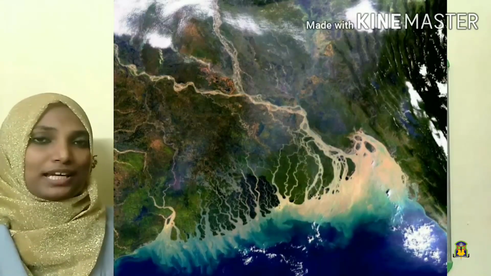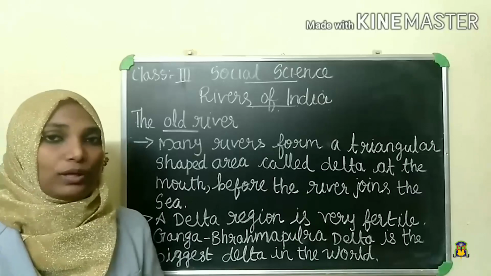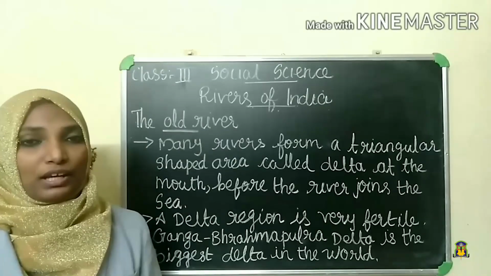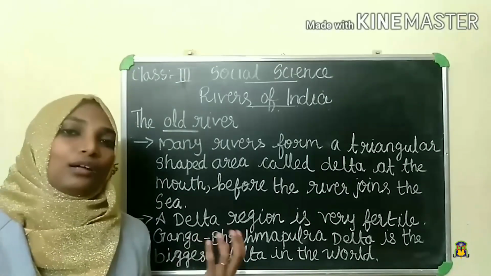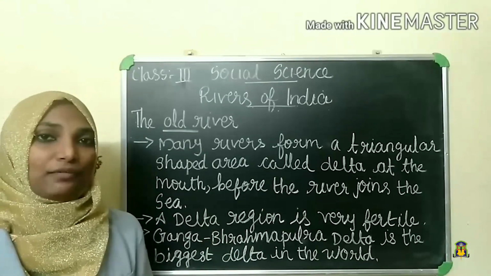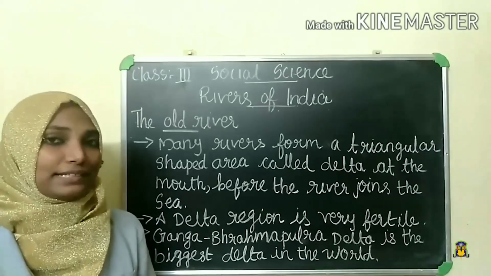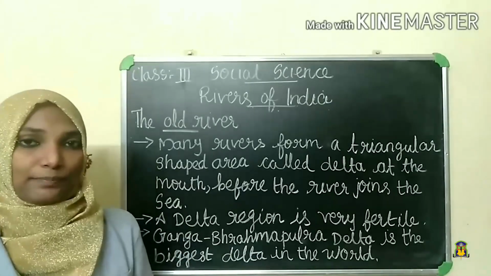Okay, children, our next topic is types of rivers. The first one is snow-fed and the second one is rain-fed. So, these topics we can discuss in our next class.